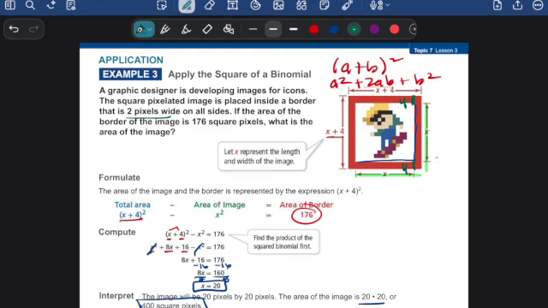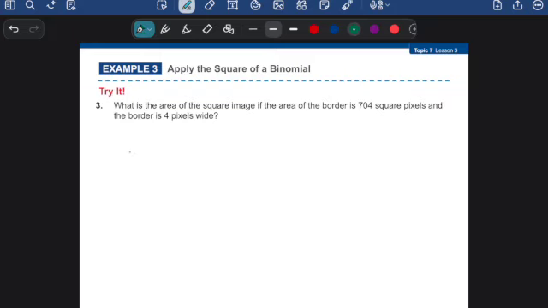So this would be x plus 4 over here, plus 4 more over here. That means the total length would be x plus 8. So my whole image is x plus 8 squared because it's a square. The image is still x squared, but now the area of the border is 704. And we're going to do the same thing. Okay, we have our binomial squared, so we're going to do our pattern.